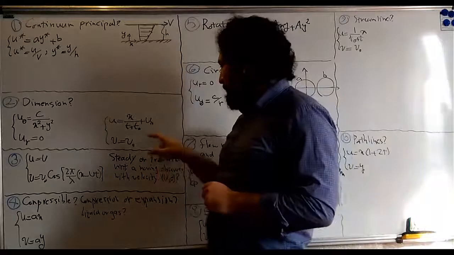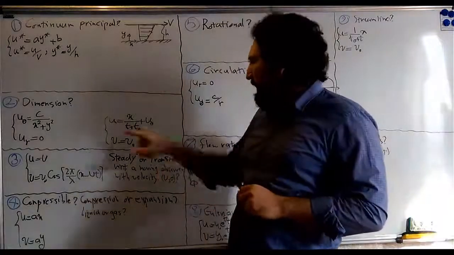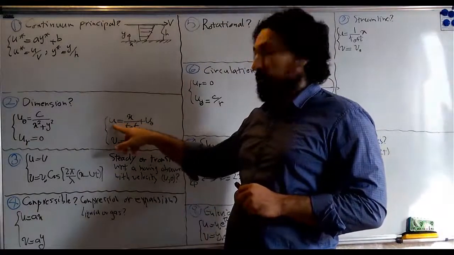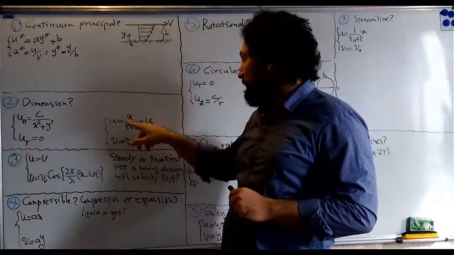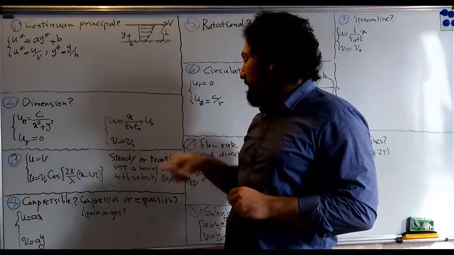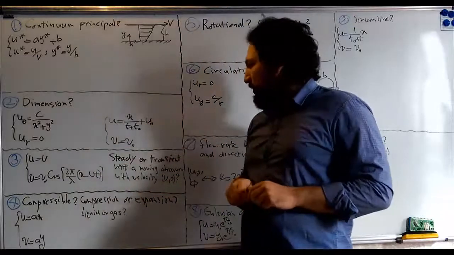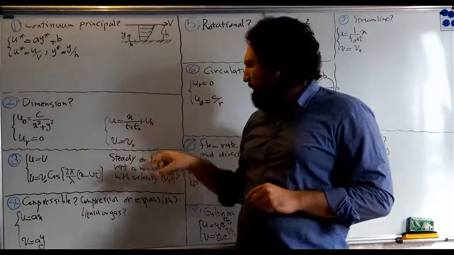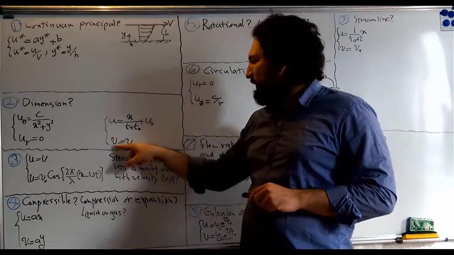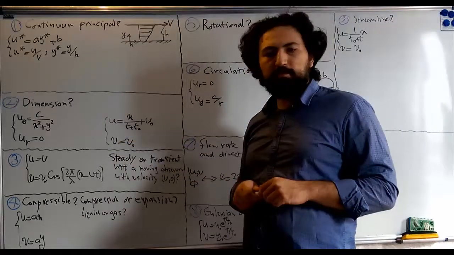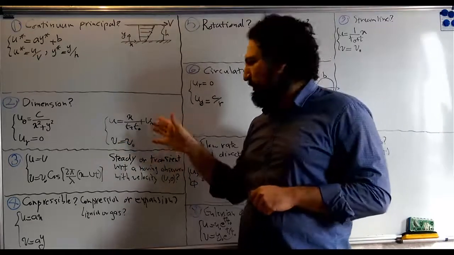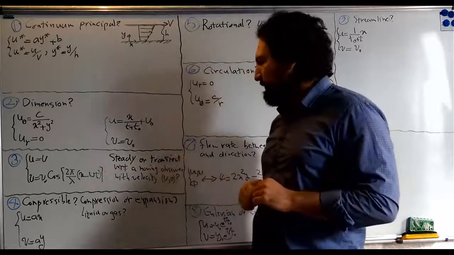Exactly a similar question for this velocity field. We have the horizontal velocity equals x over (t plus t sub 0) plus u sub 0, and t is time. And the vertical velocity equals v sub 0.